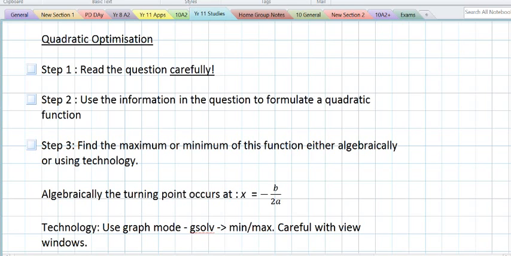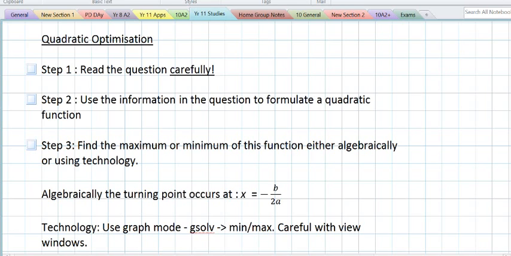Step 2 is then use this information in the question to formulate a quadratic function. Now, that will depend hugely on what sort of question you have, and it will usually rely on some previous knowledge. The previous knowledge might be you having to know how to find the area of a rectangle. It could be any sort of area and perimeter formula you've used before. It should be assumed knowledge, and they won't be testing that assumed knowledge. It should just be there. Does that make sense? It won't be difficult assumed knowledge, but you will have to rely on other areas of maths to help put together these quadratic functions.